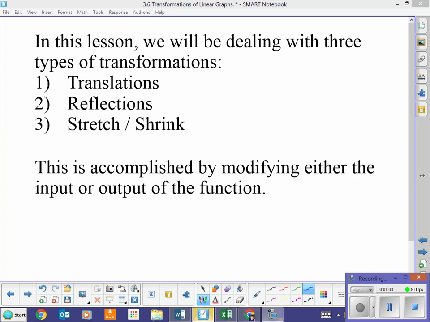This page here, you don't need to write any of this down. I just want to give you a little preview of what's happening in the lesson. We've got three different types of transformations. We have one called translations, one called reflections, and one called stretch and shrink. And we're going to do this, as I showed you on the previous screen a little bit, by modifying, by multiplication or addition or subtraction, either the input or output of the functions. You've got to keep straight which ones you're doing here. There's a lot of information in this lesson.